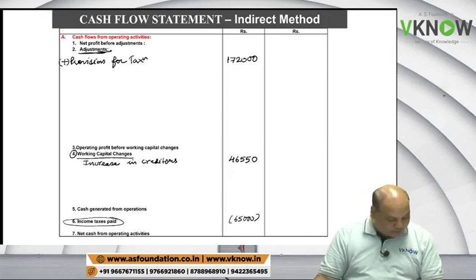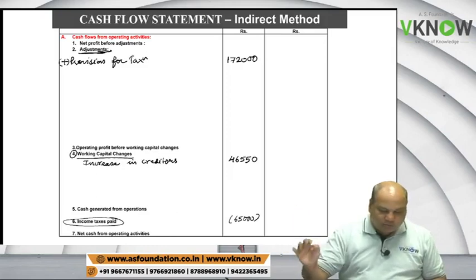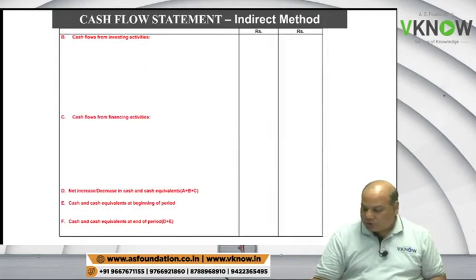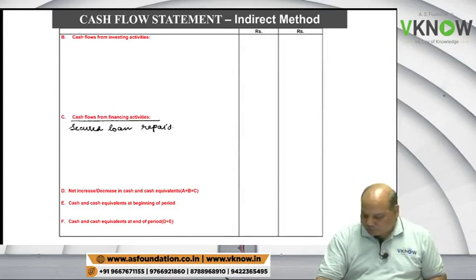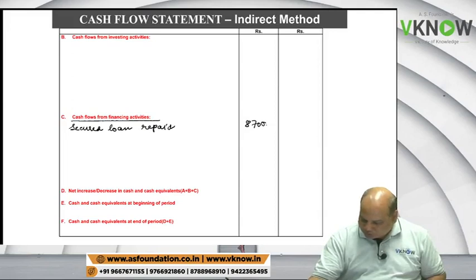Next line in the question is secured loan from bank. 87,000 became zero. Financing activity: secured loan repaid, 87,000 in bracket.